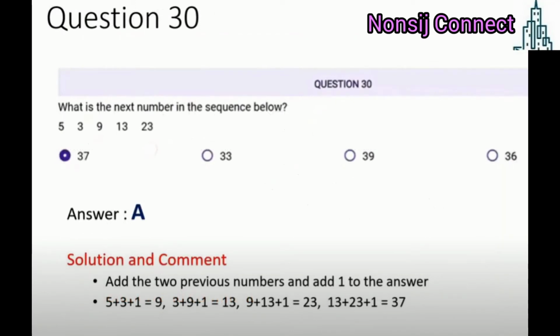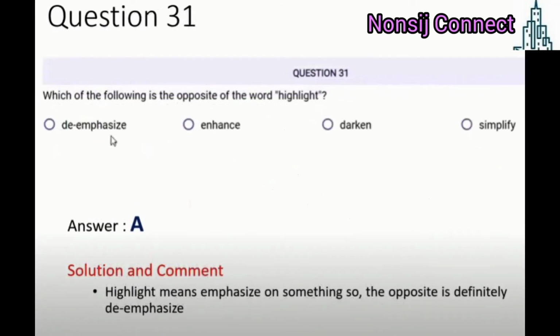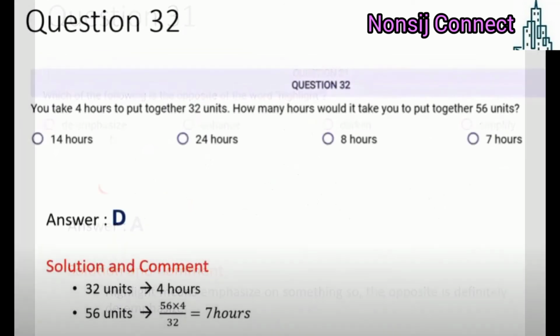What is the next number in the sequence? They are adding plus 3 then plus 1. So plus 3 then you add 1. That is the step. Which of the following is the opposite of the... you take 4 hours to put them. From here now you have 7 as the answer.